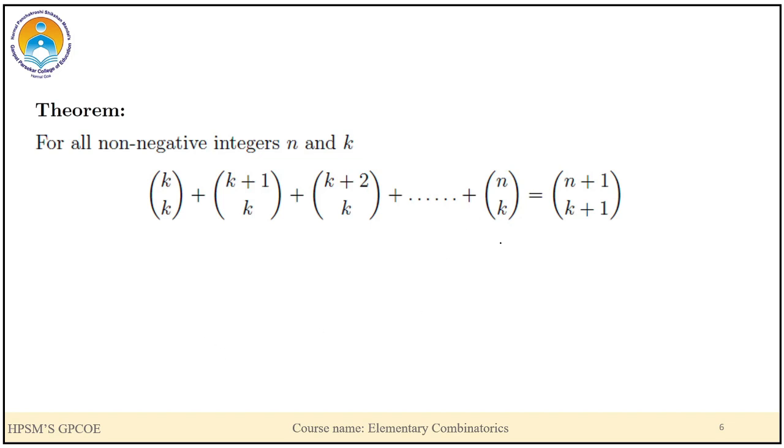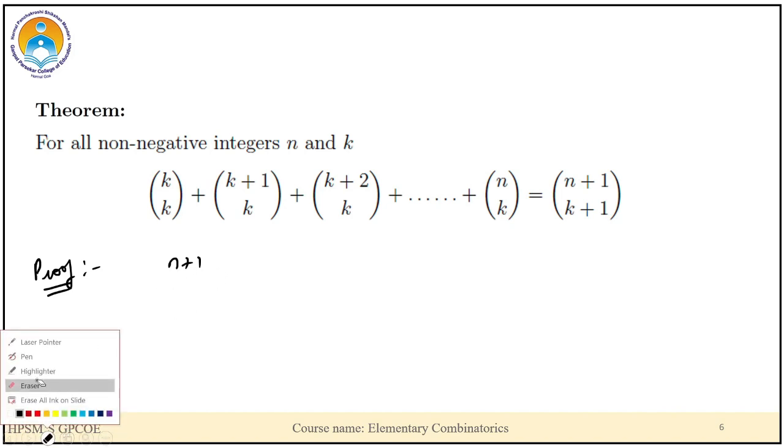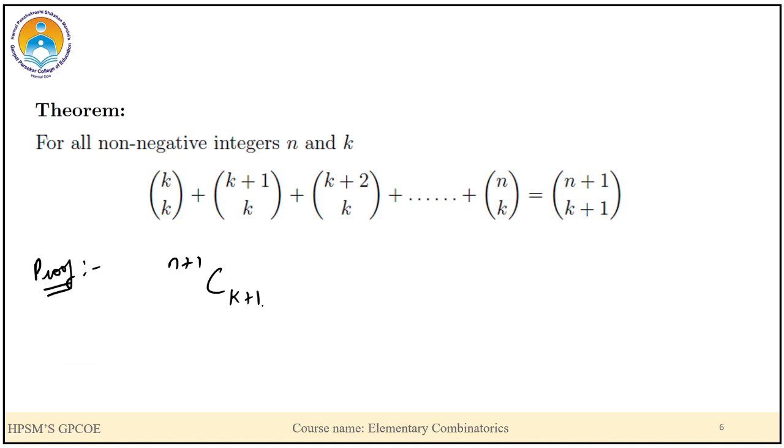Alright. Now this one seems pretty long but can be proved easily using Pascal's identity. If you start with the right hand side, which is (n plus 1) C (k plus 1). This can be done in n C k plus n C (k plus 1) ways. This comes from Pascal's identity.